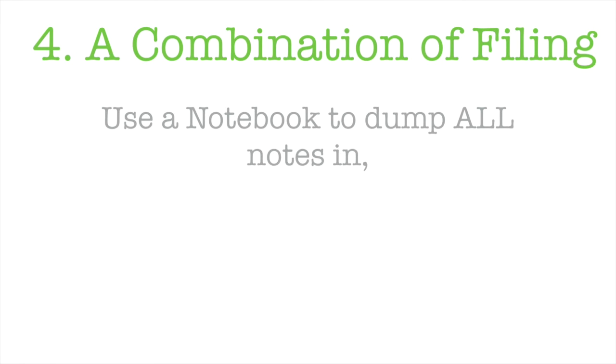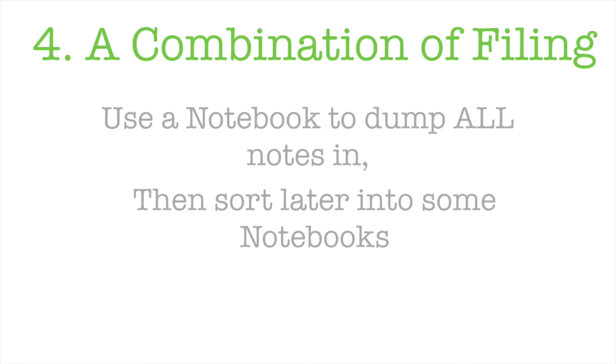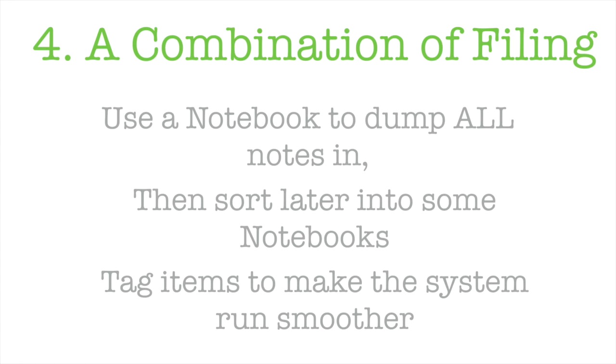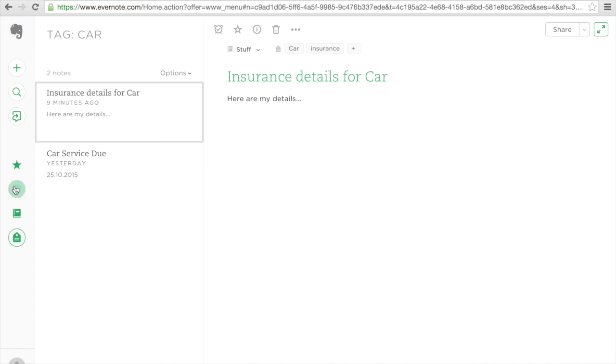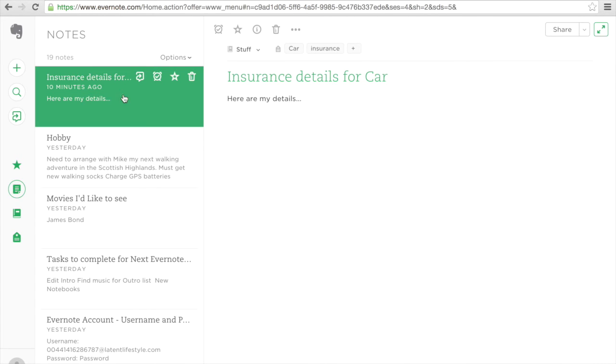Number 4 I said was a combination of filing. Some people use the dump-it-all-in-one-place method, and then they end up sorting it out a little bit later into their notebooks, and they also tag the items to make their system run smoother. This is probably going to be the result of you trialing and erroring various different methods. I'll show you what I mean. I'm going to go here to my notes. Here are all my notes.